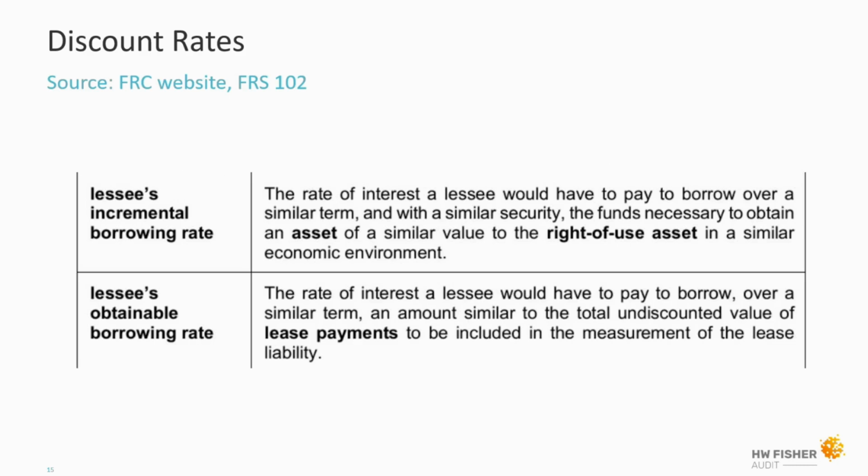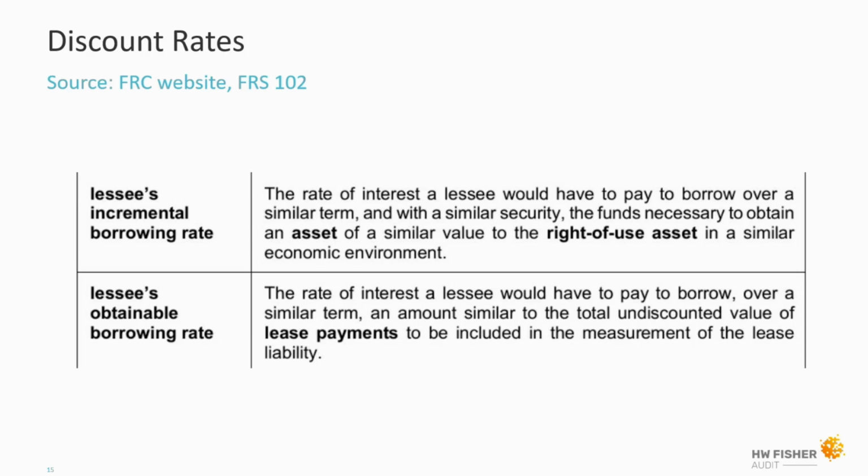So that incremental borrowing rate, again, is probably a slightly more complex idea. It brings into play the amount the lessee could and would have to borrow over a similar term with a similar security. So it brings in the idea of potentially having security over that asset. Therefore, it might mean that there is a slightly reduced interest rate, but it's thinking about what you could borrow with a similar security for the funds to obtain that asset, or a similar right of use asset in a similar economic environment.